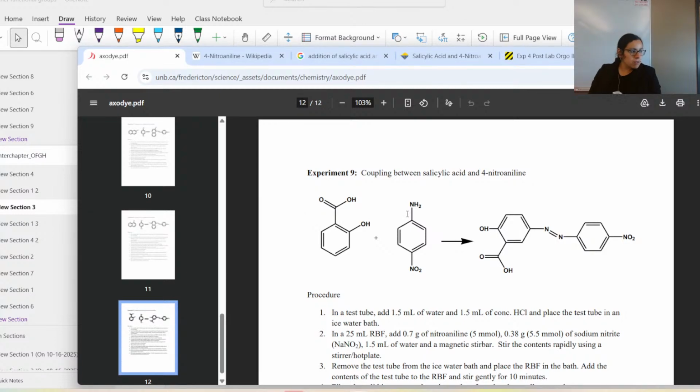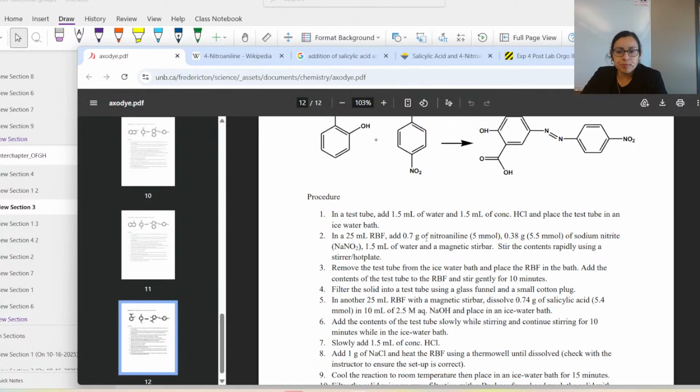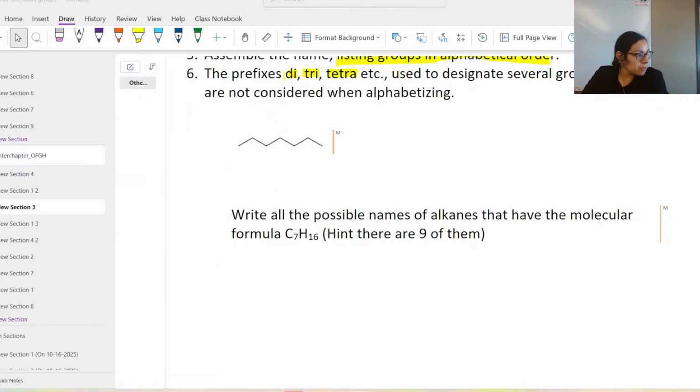So we're going to do a synthesis of aspirin. And this is one of our starting materials, salicylic acid, excuse me. So we could do this, right? Pair it with 4-nitroaniline if we had it, or just order it, and then it's a pretty simple synthesis. Anyways, won't go down that rabbit hole.